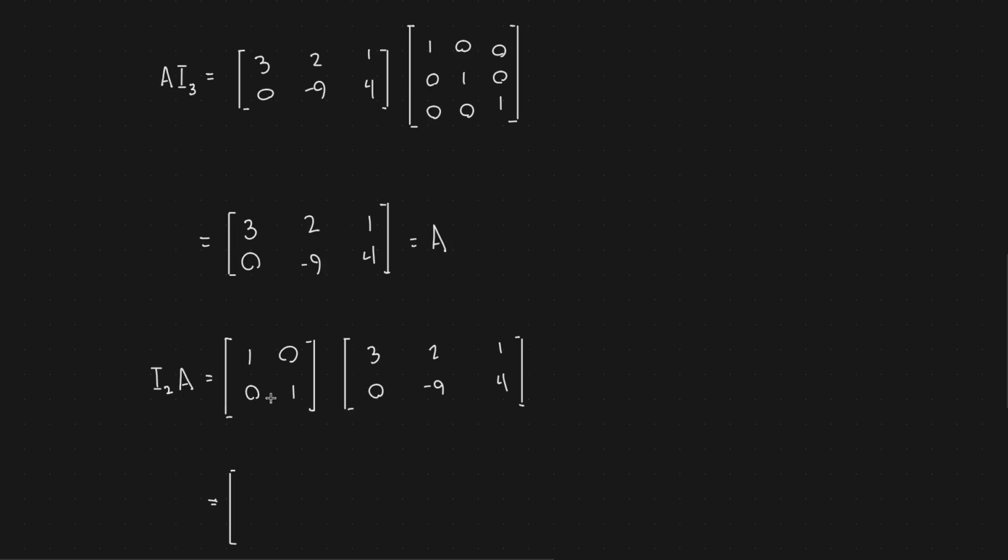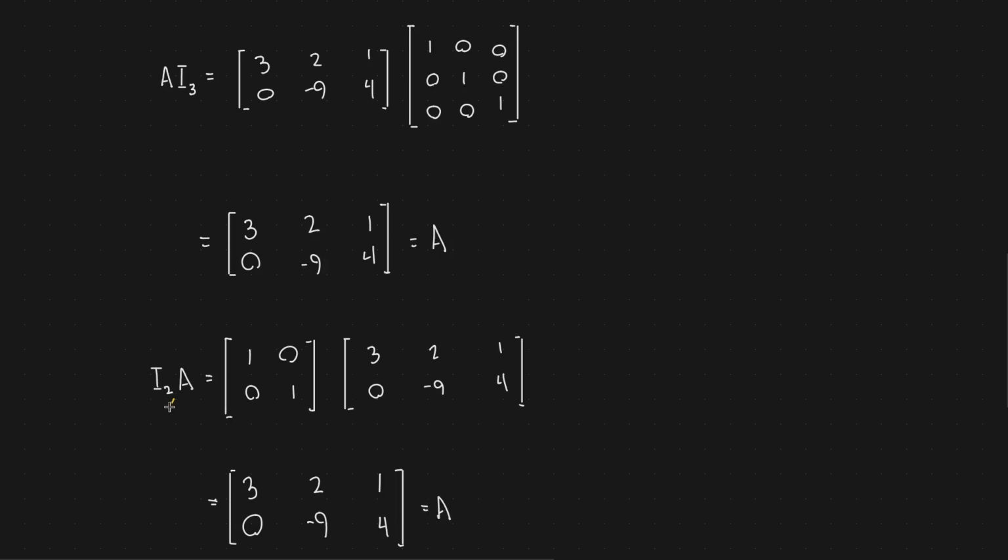Okay. And so first row dotted with the first column gives me 3. First row, second column gives me 2. Dot product of the first row with the third column gives me 1. Dot product of the second row with the first column gives me 0. Dot product of the second row with the second column gives me -9. Dot product of the second row with the third column gives me 4. Okay, so I again get A back.